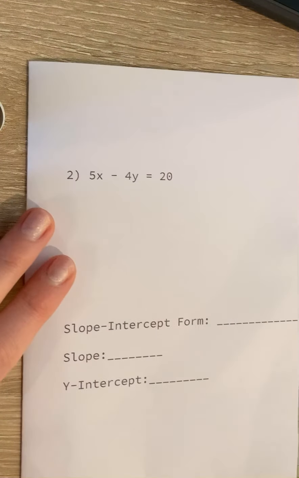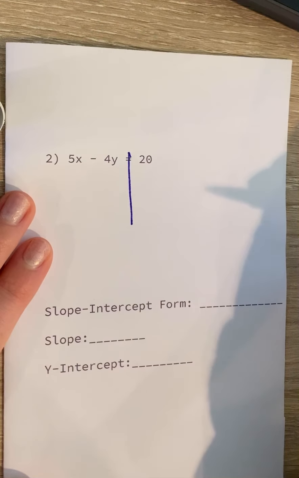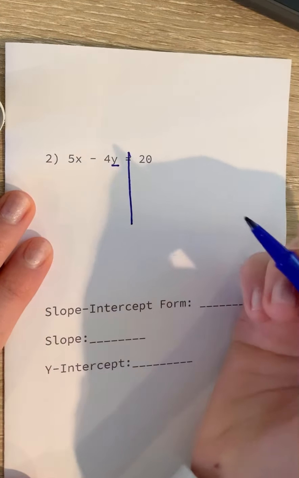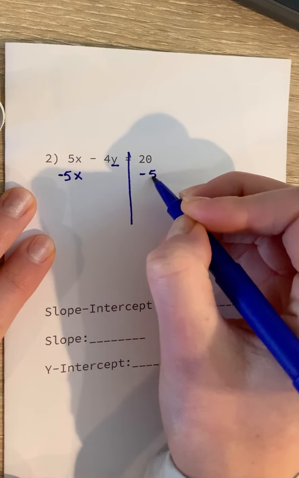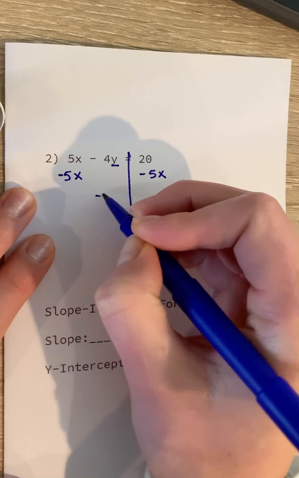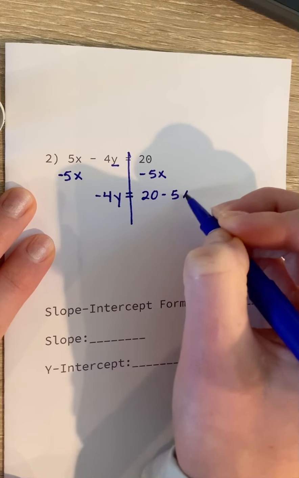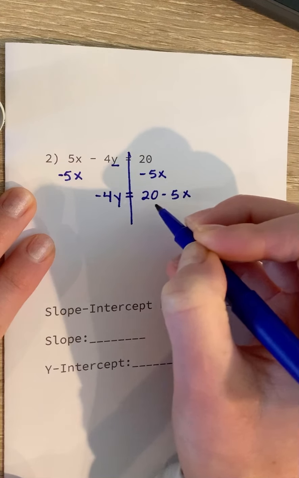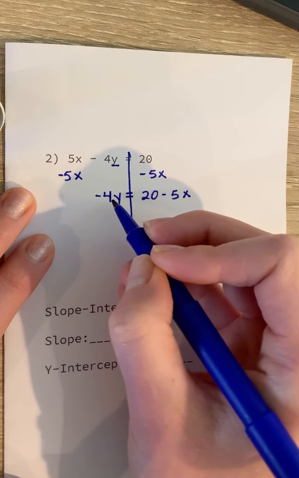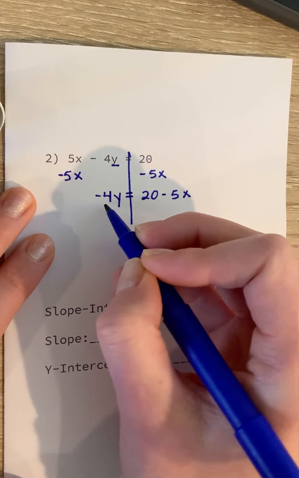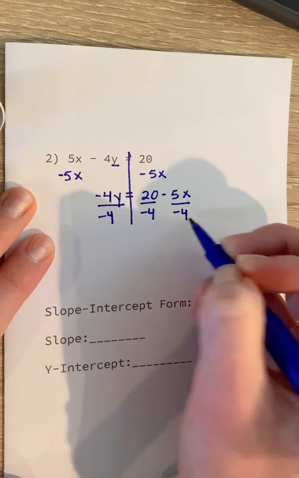All right, for number 2, we're going to do the same thing. We're going to solve for y. We want to keep y all by itself. Okay, so I'm going to subtract 5x over to the other side. So I have negative 4y equals 20 minus 5x. And notice I didn't combine because they're unlike terms. Then the negative 4 times y, I'm going to divide by negative 4, and I'm going to do that to every term. So this is different.